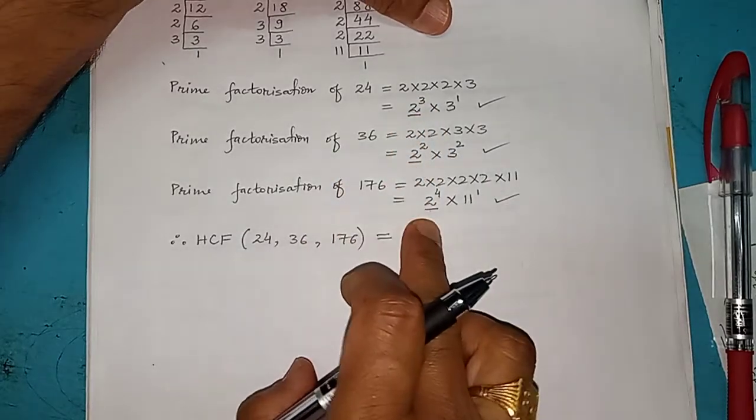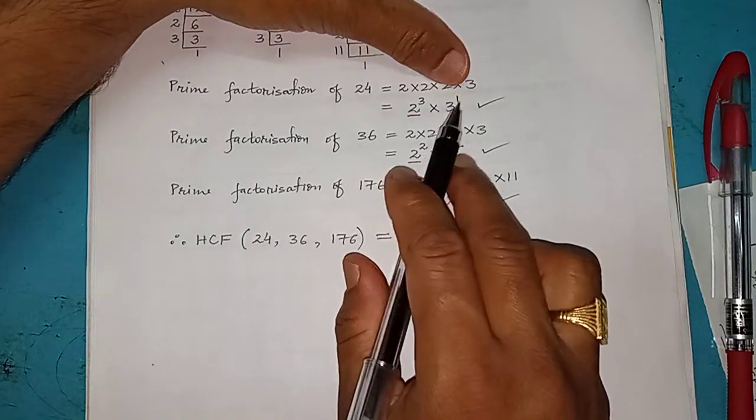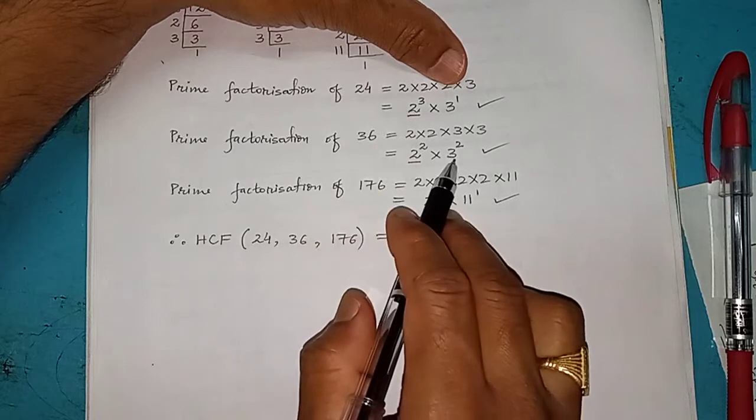Now let's see whether we have another common prime factor or not. Let's see 3. 3 is a prime factor. So 3 is a prime factor of 24. 3 is there. 3 is present in 36 also. See, 3 is a prime factor of 36 also.